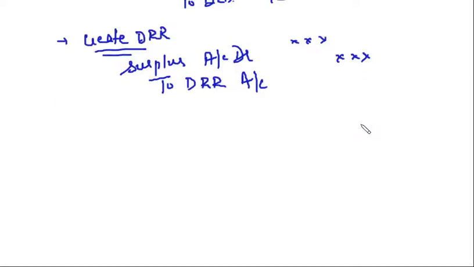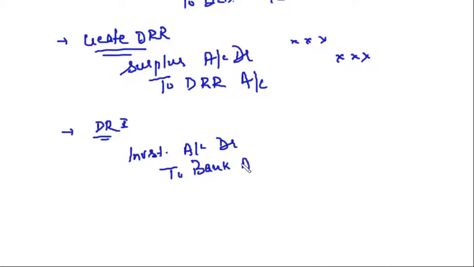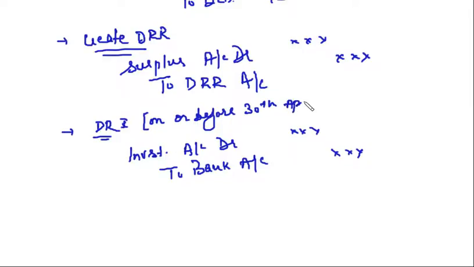Then before redemption of the debentures, we have to invest in specified securities also. That is DRI. For DRI, it will be investments account debit to bank account. This is on or before 30th April. Right? You have made the investments now.